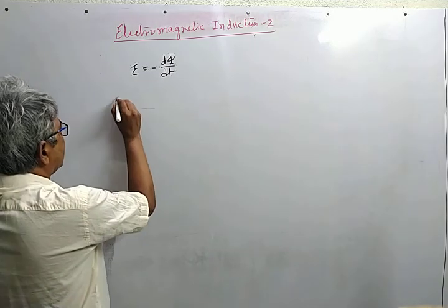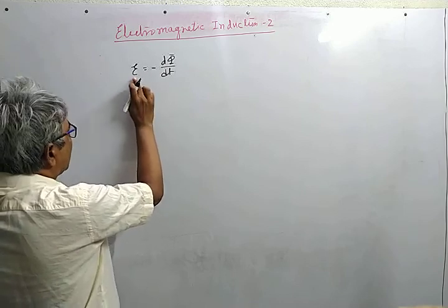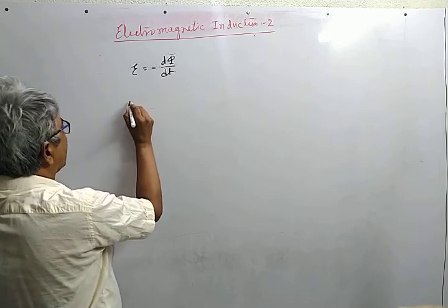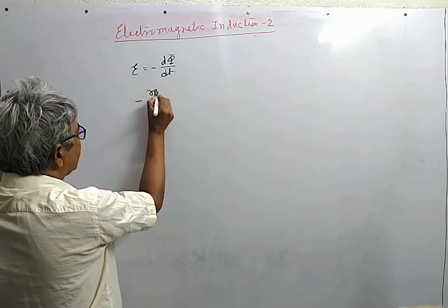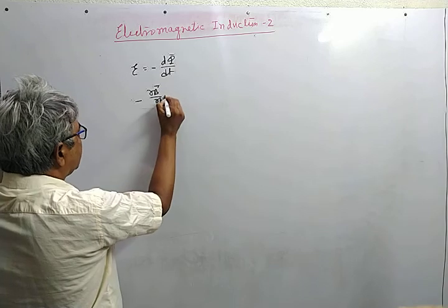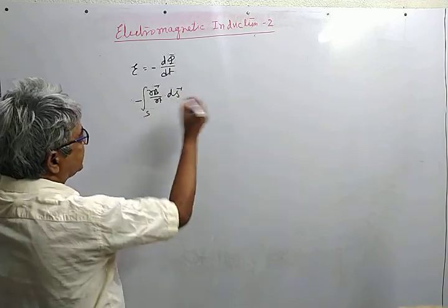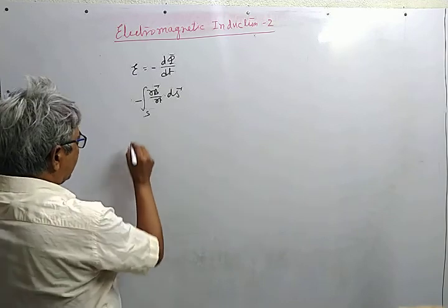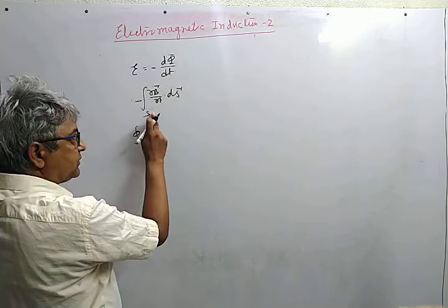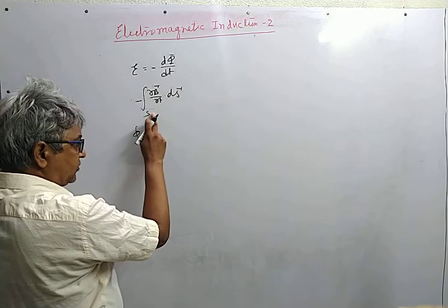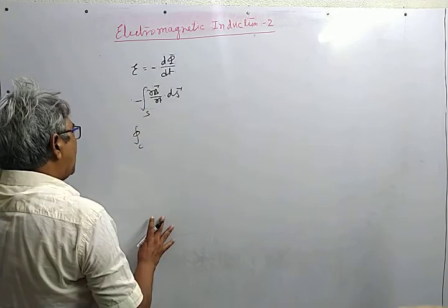We said that the transformer EMF is governed by minus del B del t dot dS integrated over all surface. This is the transformer EMF, and this integration is over the surface bounded by the contour C of the closed conductor.